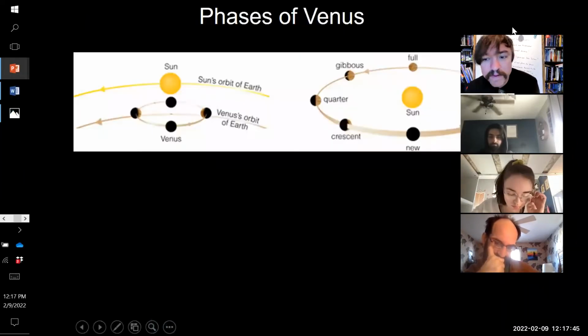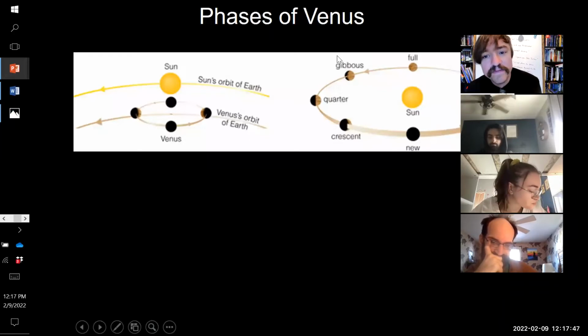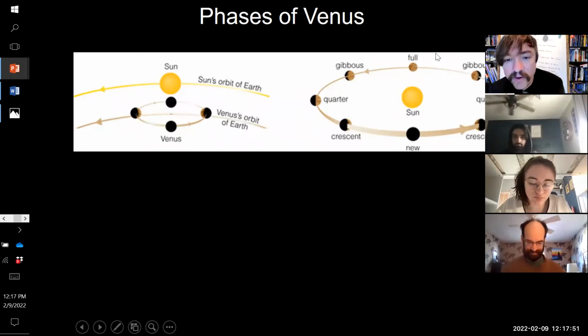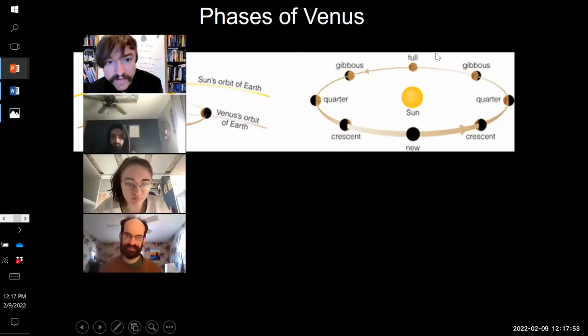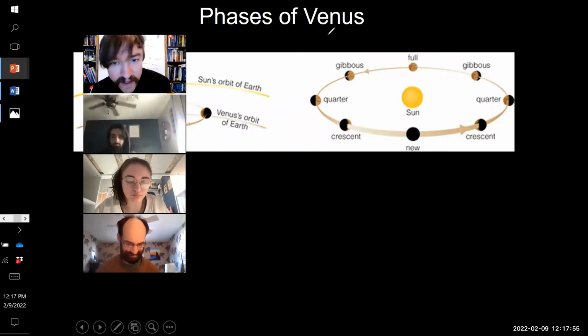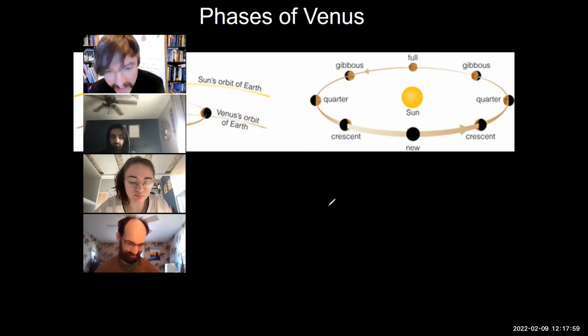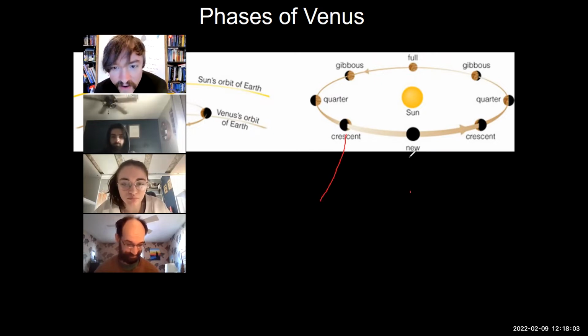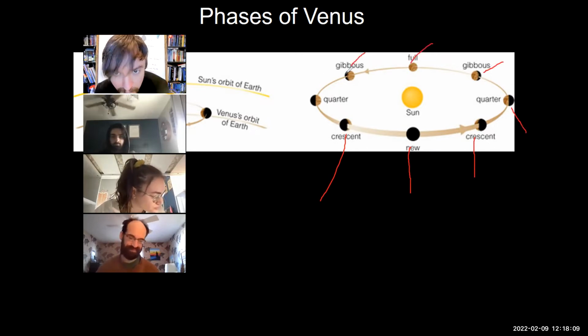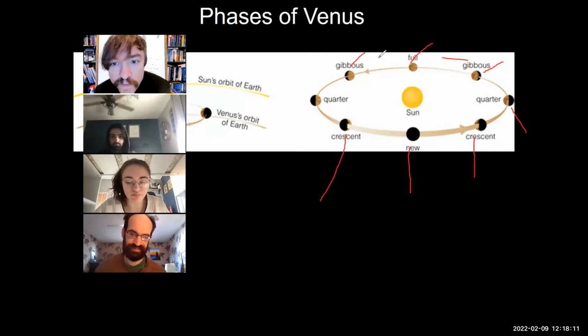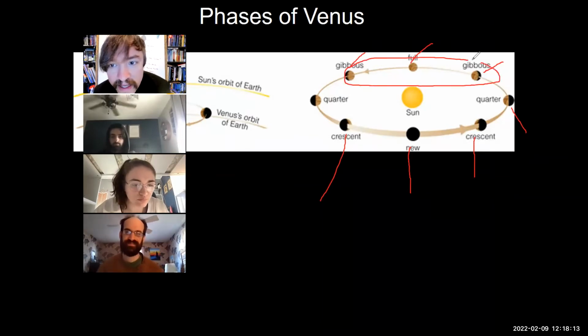Of all of his observations, however, the phases of Venus were probably the most damning. When Galileo observed Venus, and Venus is one of the few planets that does this, I think Mercury would too, but it's harder to observe. Because Venus is interior to our orbit, we actually see it go through a full set of phases, just like the moon does. Most importantly, including full phases and gibbous phases.